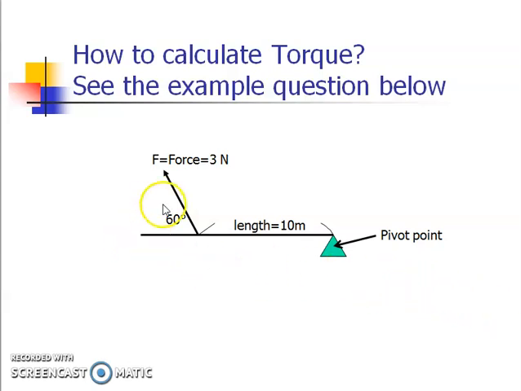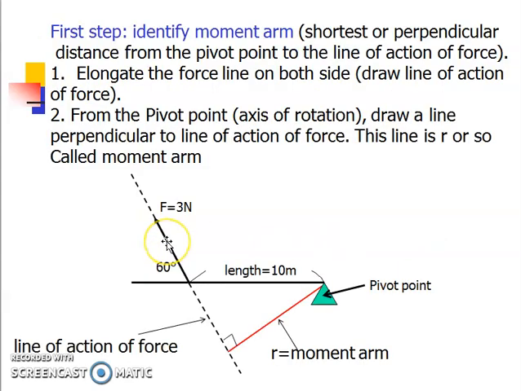You can see a force of 3 Newtons applied onto a leverage system. The length of this leverage system, from the pivot point, which is the green triangle, to where the force is applied, is 10 meters, and the force is applied at an angle of 60 degrees. First step, we will identify the moment arm.